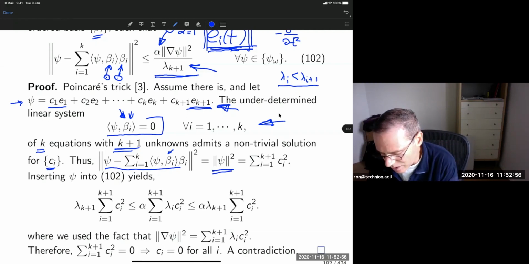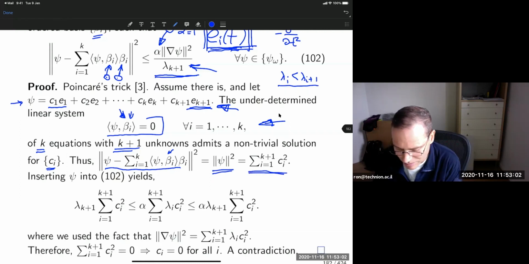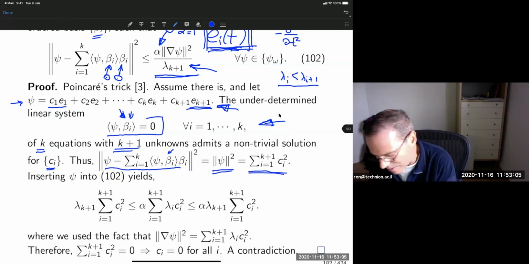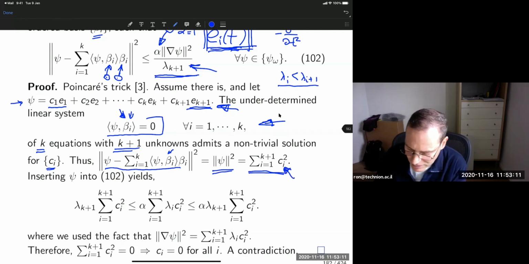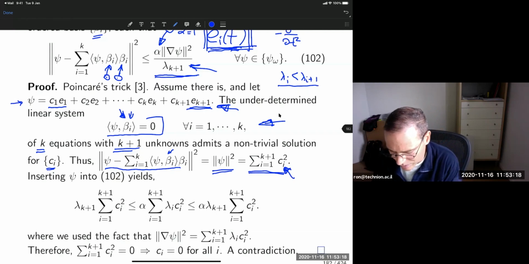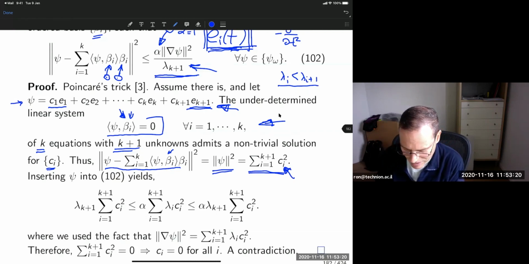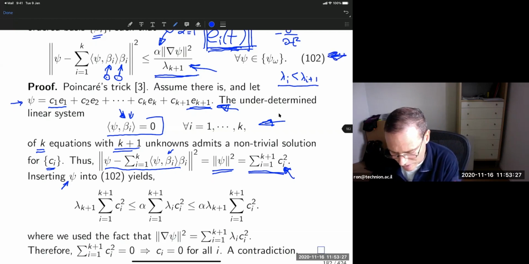At the other end, I know that the energy of psi is given to me by these coefficients. Why? Because this is by definition how I constructed psi. So it would be the coefficients of projecting psi onto the natural basis, okay? Okay, so now what I do is I insert psi into this equation. So I inserted the psi that I've chosen into this equation.